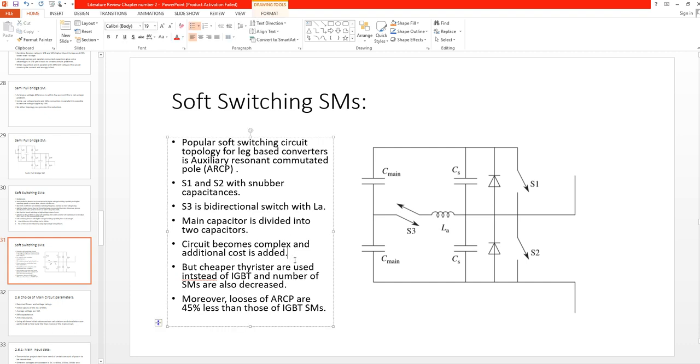This circuit becomes complex, and additional cost is there because we are dividing the capacitors and adding this switch S3 and this inductor LA. So the complexity as well as the cost of this circuit is increased, but cheaper thyristors are used instead of IGBTs, and the number of submodules is also decreased. If we compare this complexity and the number of additional devices with IGBT, we are using thyristors instead of IGBT, and because of the high voltage handling capability of these devices, the number of submodules can be reduced. Moreover, the losses of ARCP are 45% less than those of IGBT submodules. Now this is the big advantage of that.